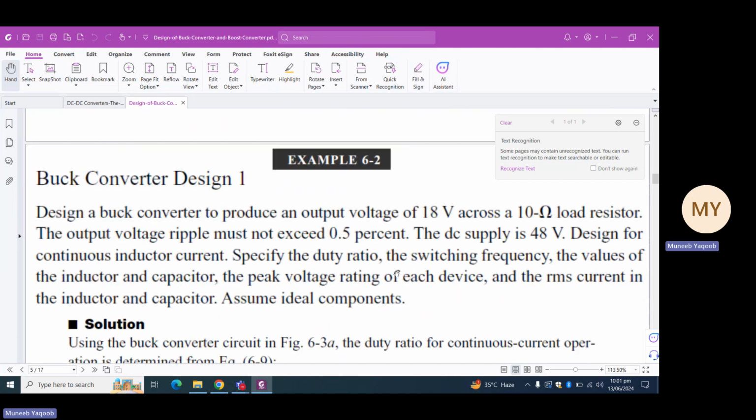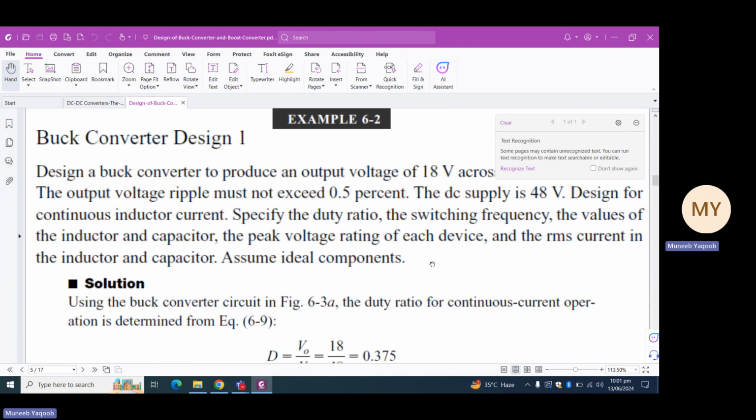They are saying: design a buck converter to produce an output voltage of 18 volt across a load resistance of 10 ohm. The output ripple voltage must not exceed 0.5%. The DC supply voltage is 48 volt. Design for continuous conduction inductor current, and specify the duty ratio, the switching frequency, the values of the inductor and the capacitor, the peak voltage rating of each device, and the RMS currents in the inductor and capacitor. So let us start with this example.